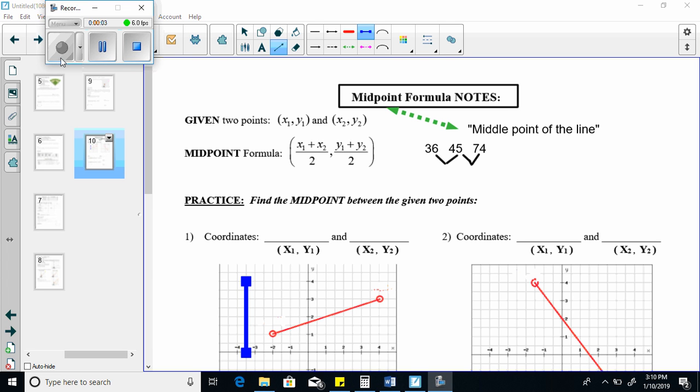We're going to be talking about midpoint today. So it's important to first understand what a midpoint is and where it comes from, and then when we use the actual formula for midpoint, because a lot of times we can just count midpoint.